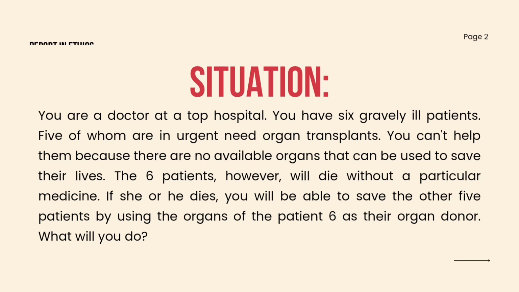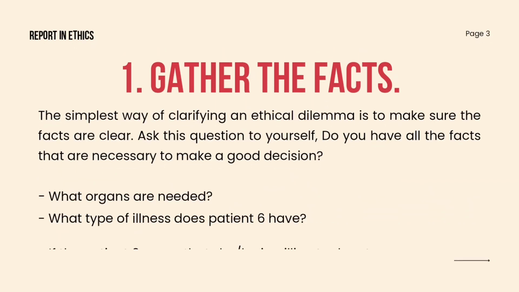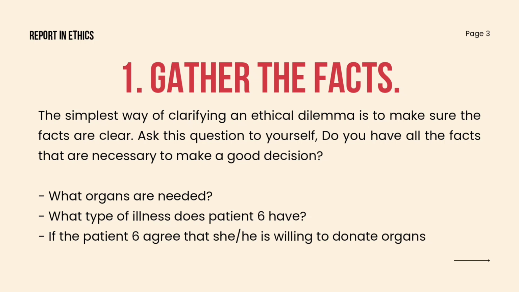What will you do? The first step of the moral reasoning model is to gather the facts. The simplest way of clarifying an ethical dilemma is to make sure the facts are clear. Ask this question to yourself: do you have all the facts that are necessary to make a good decision? For example, what organs are needed? What type of illness does patient 6 have? Or whether patient 6 agrees that she or he is willing to donate organs.